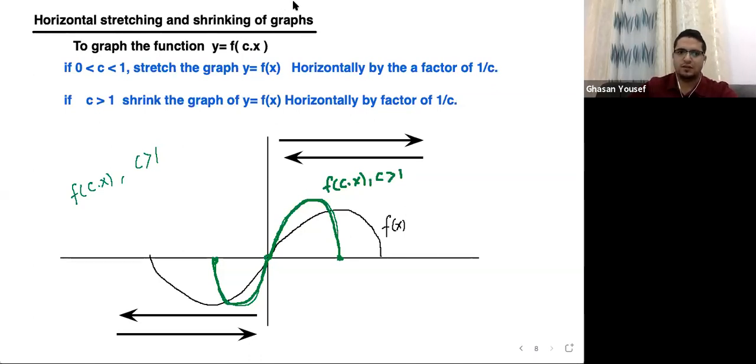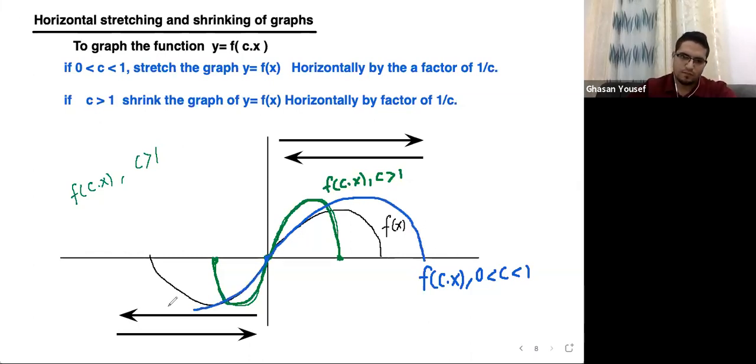And to graph the function f of c times x, and this c is between 0 and 1, this means we have to do stretching for the function. Stretching means the graph should be something like this. Here is the point fixed. Graph should be like this. This is f of c times x, and here the c is between 0 and 1.